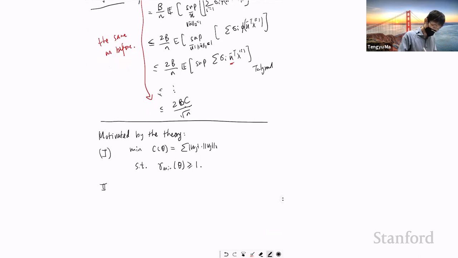Or alternatively, I think these are exactly equivalent. So you can say that you maximize the margin, and with the constraint that your complexity is less than 1.